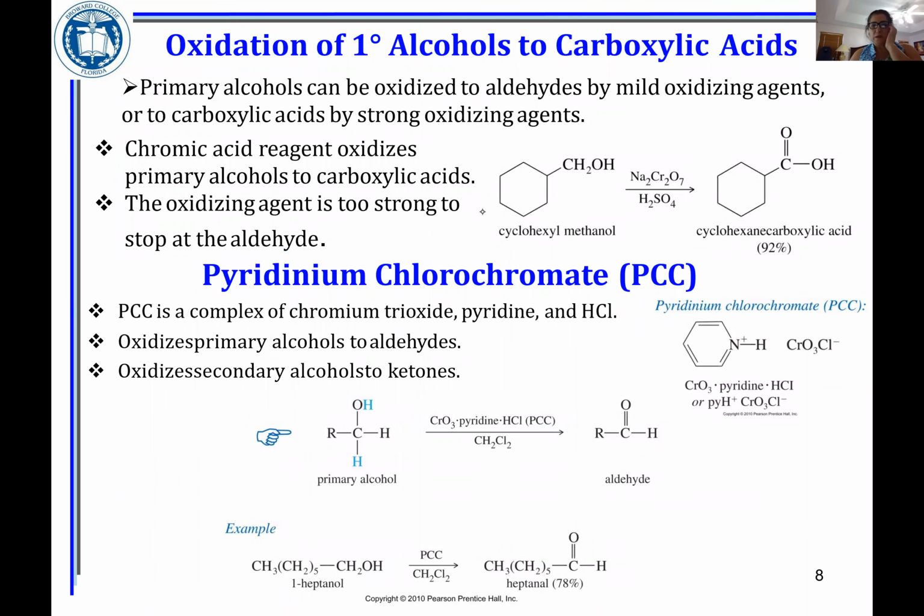So primary alcohols, this is just the explanation. I already talked about oxidation of primary alcohol to aldehyde or carboxylic acid, two choices. This is just giving you more examples. I do have some class problems because some students are not here.